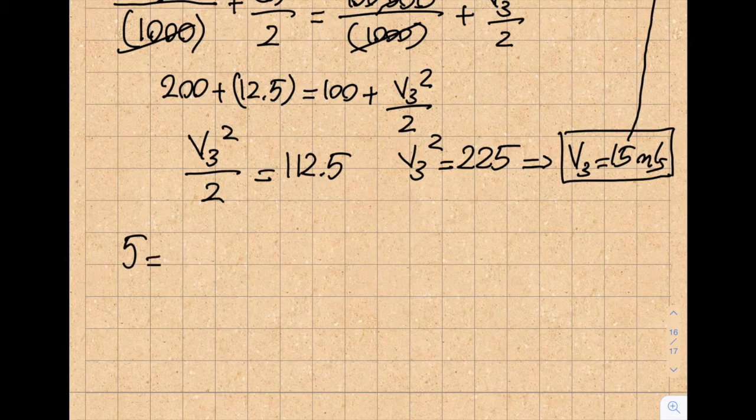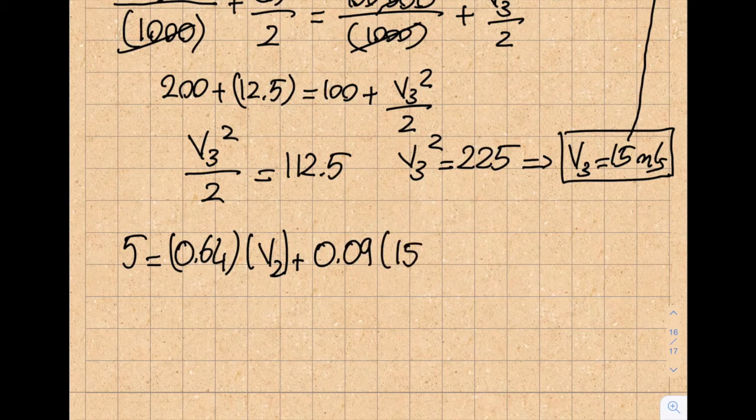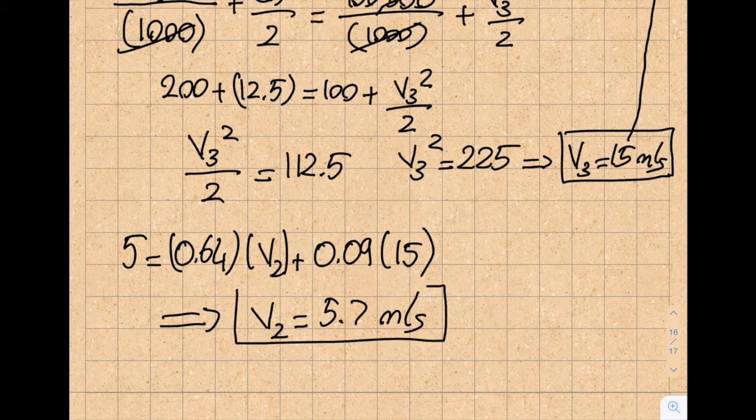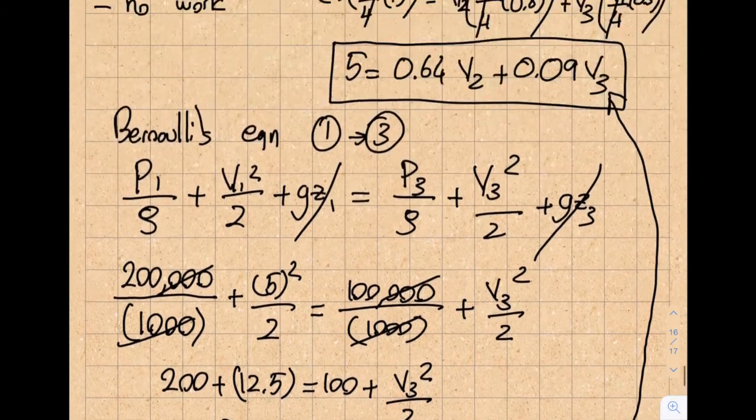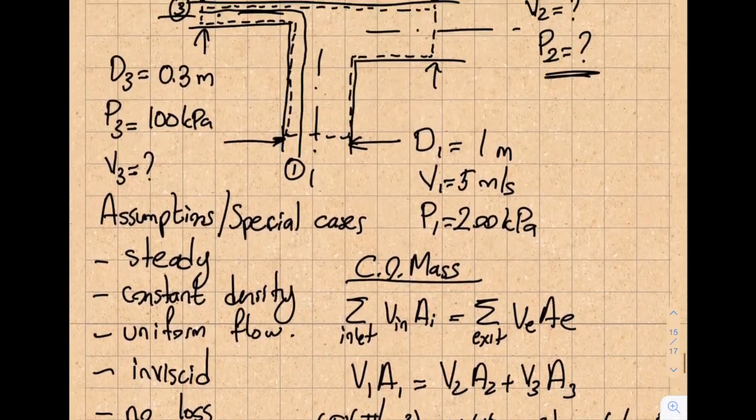Here's what it says. 5 will be equal to 0.64 times V2 plus 0.09 times 15, right? And if I go ahead and do that, I will get my V2 as 5.7 meter per second. Okay, so now I know my V2 and V3. So now I'm actually feeling much better about myself.